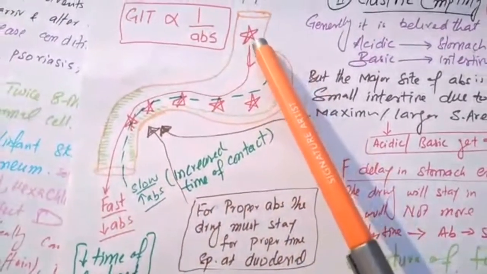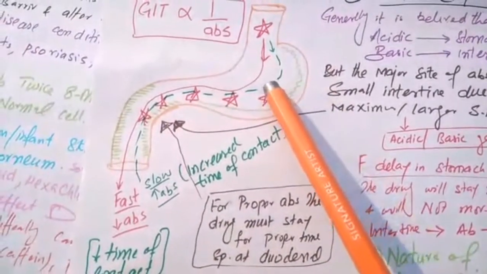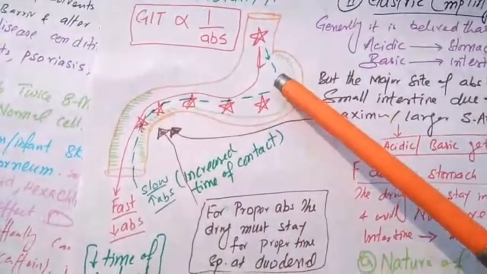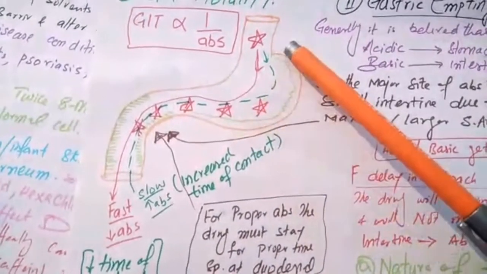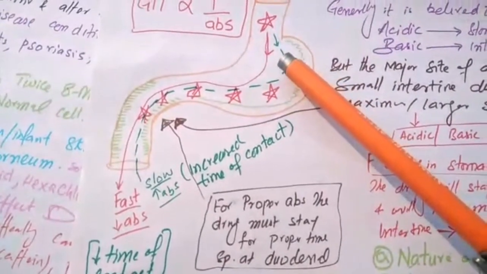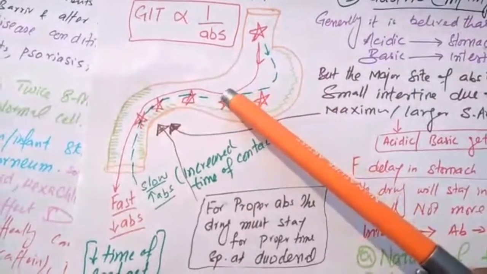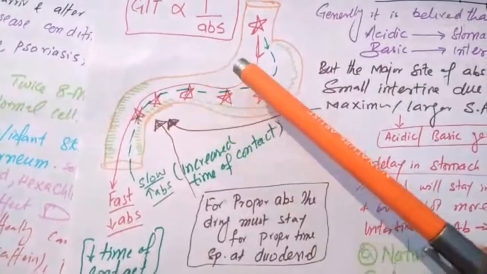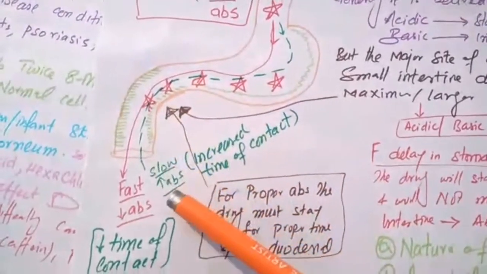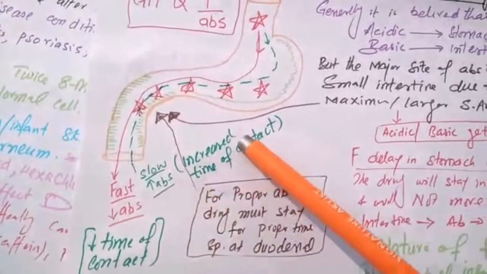And let's suppose this drug follows this green pathway, crossing this GIT slowly due to decreased motility. So this drug will take maximum time of contact with the absorbing surface. So the drug is moving slowly and absorption will be more because there is more time of contact.